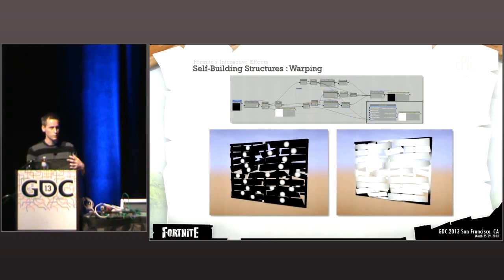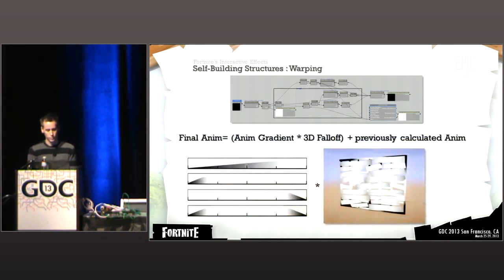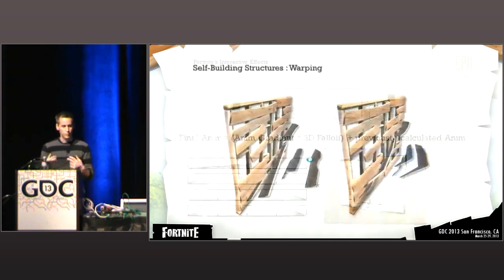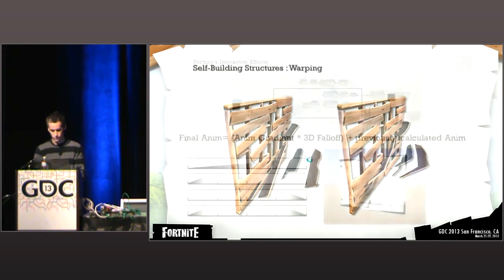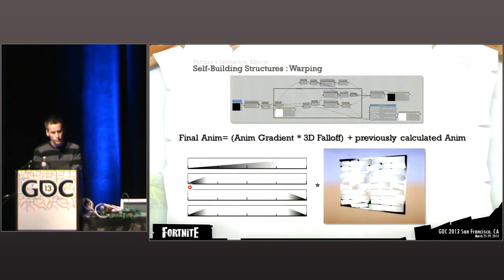So to do that, we create a distance calculation from the world position of the vertices to the board's pivot point. And then we take the animation data that we created earlier, which will be represented by this 0 to 1 gradient, and we make a few modifications to it. So we multiply that value by 10 and then clamp it.